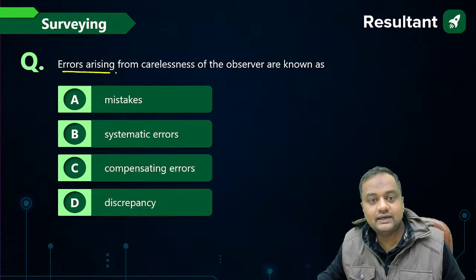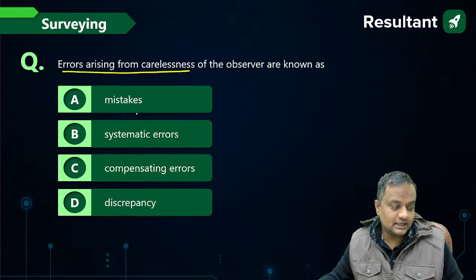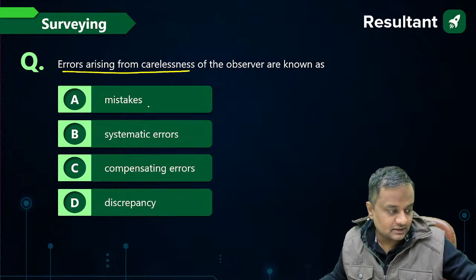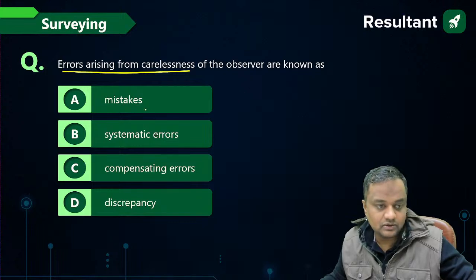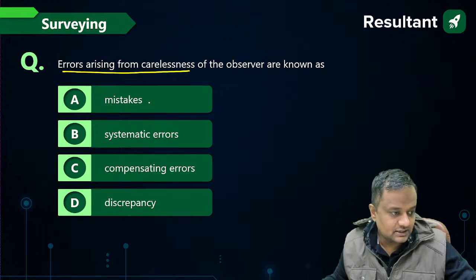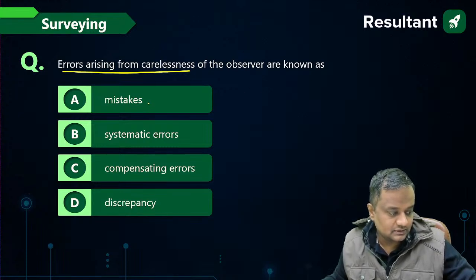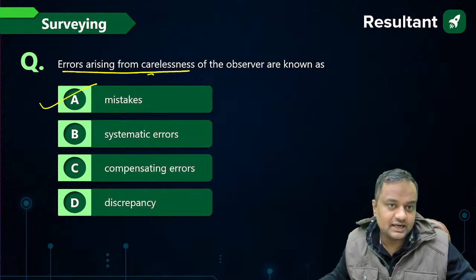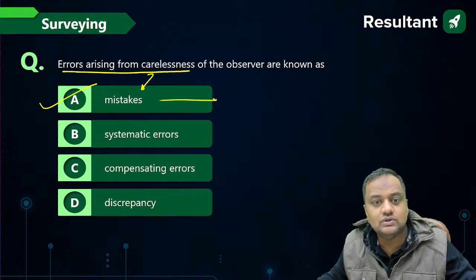Error arising from carelessness of the observer is called as? Come on. What is this error called, which arises from carelessness? That is a mistake. Mistake arises due to carelessness and it is usually a large error.